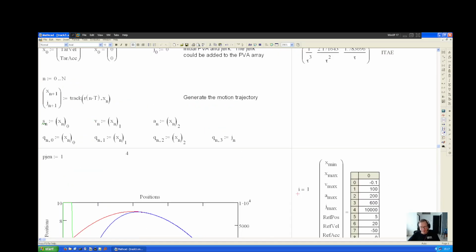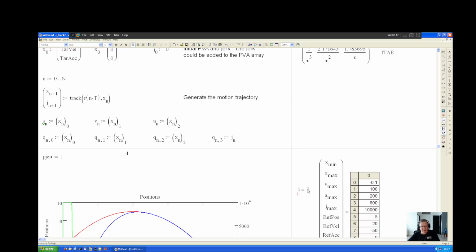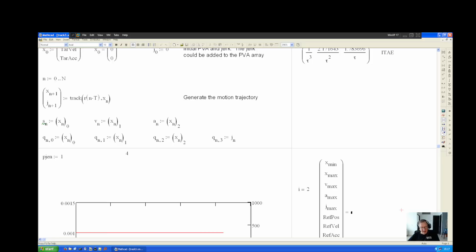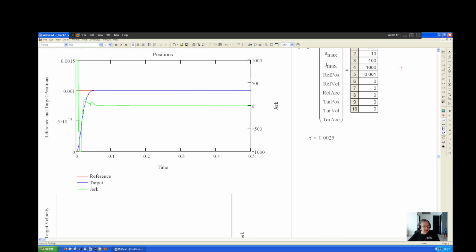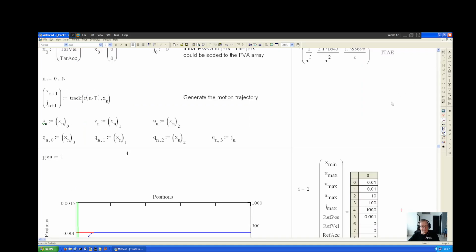Let me just show you one more here so you can see an example. I try to save time by having all my things pre-generated. Now this is a pretty simple example. And let's go try a different one.